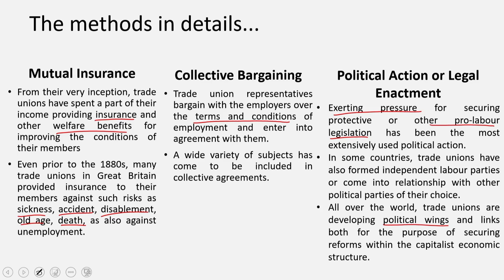So if you ask me, mutual insurance is more for welfare. Collective bargaining is more of a persuasive step. And finally, political action or legal enactment is more of a mandate, and I would term it one of the most powerful methods for trade unions to bring in some level of sanity.